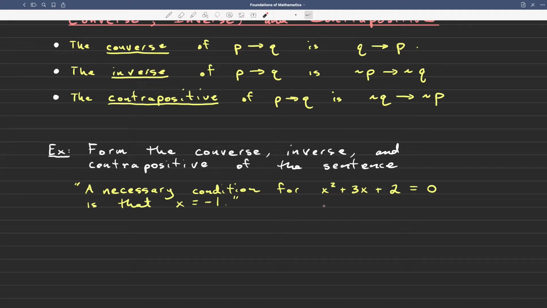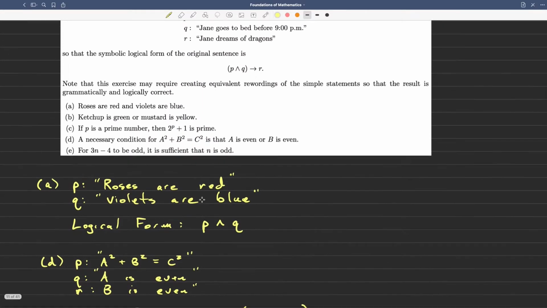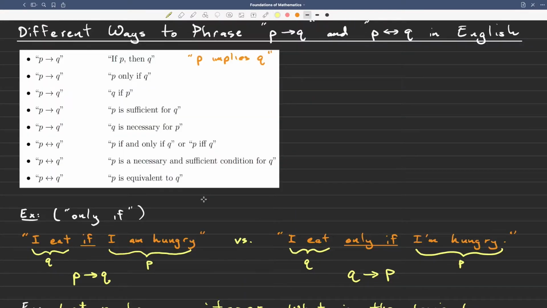x equals -1. First thing we need to do is think about the logical form of this. Let's identify the bits and pieces first. If we set P equal to x squared plus 3x plus 2 equals 0, and Q is x equals -1, then the logical form of the original expression is P implies Q. Because what is the necessary condition? Whenever you say Q is necessary for P, that's the P implies Q bit there, right? So whatever is being referred to as necessary is the conclusion.